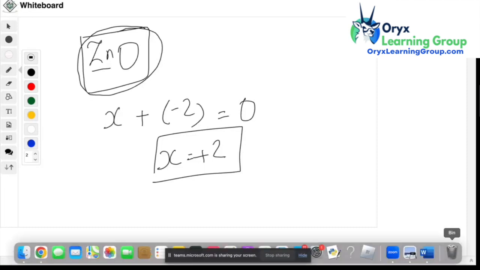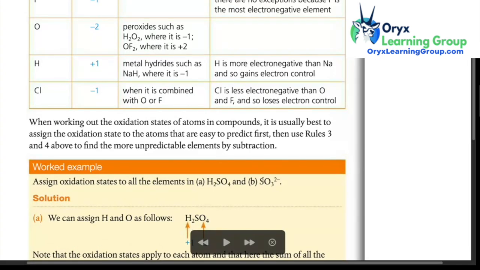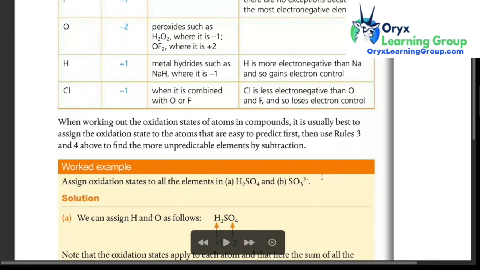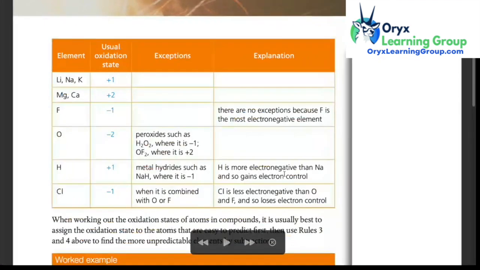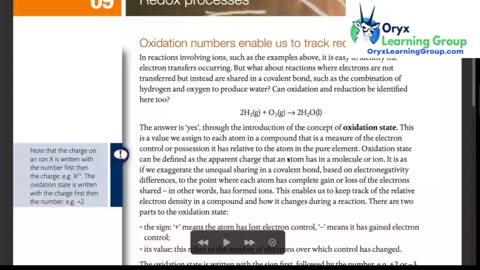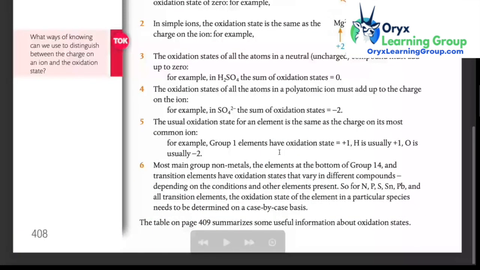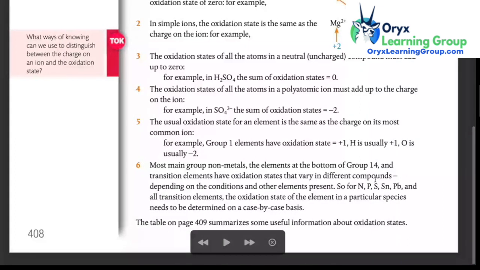Is everyone clear? Okay, let's try out one more question and then we can go to the next one. We have already discussed this, but I just want to show it to you again. You can remember: nitrogen, phosphorus, sulfur, tin, lead, and all transition elements can have different oxidation states. So it will be case by case. It may differ, right?